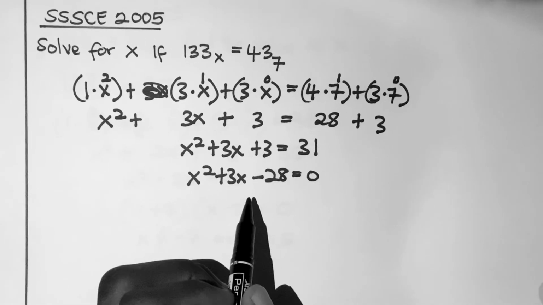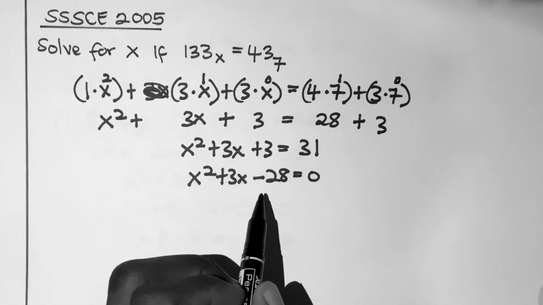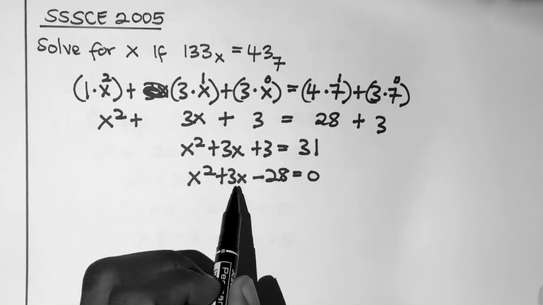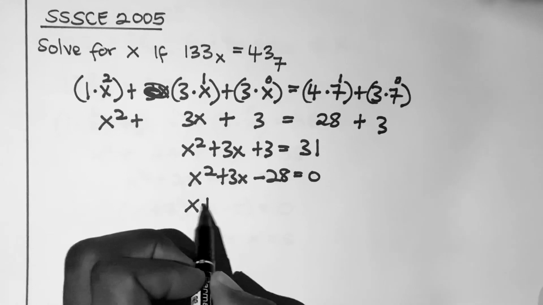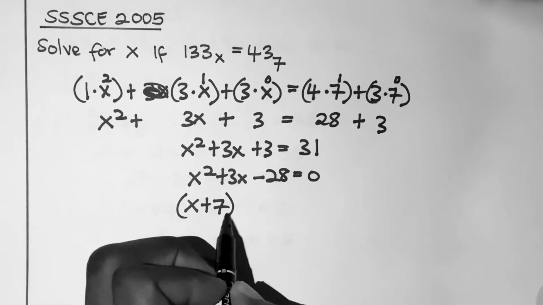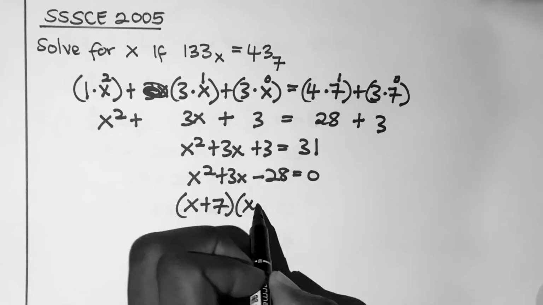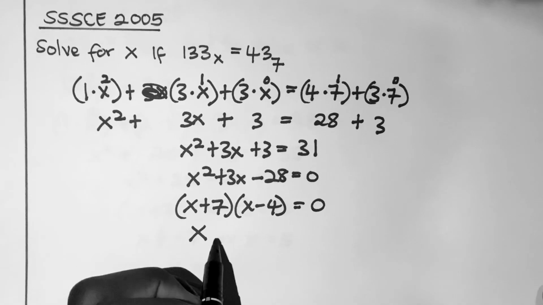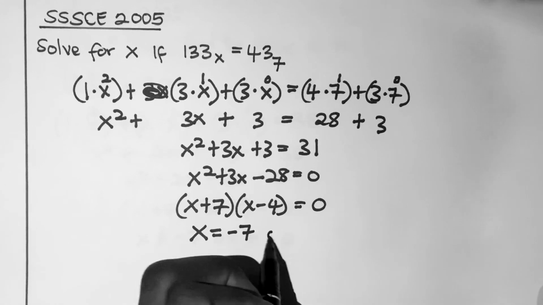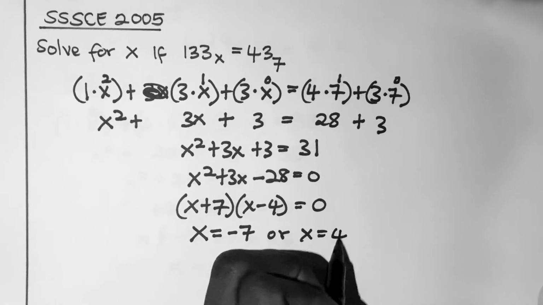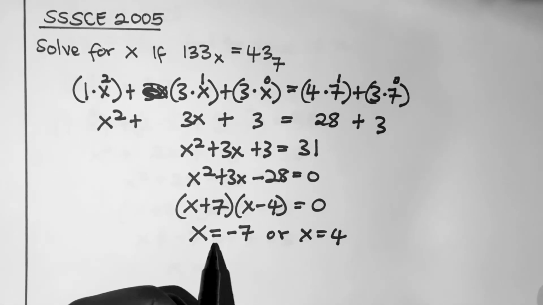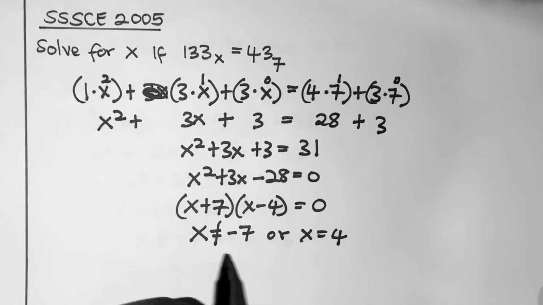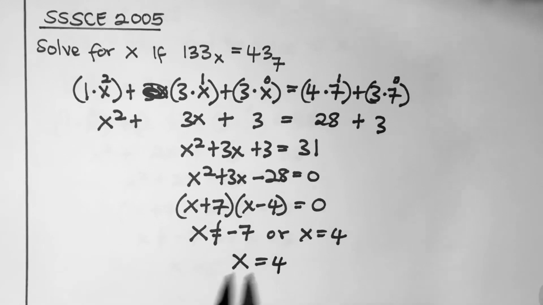So you see that 7 times minus 4 is minus 28. However, 7 minus 4 is 3. So here becomes x plus 7 in one bracket, then times x minus 4 in another bracket equals 0. So the values of x are x equals minus 7 or x equals 4. Nonetheless, in number bases, the base cannot be a negative number, so x cannot be minus 7. So the true value of x is x equals 4.